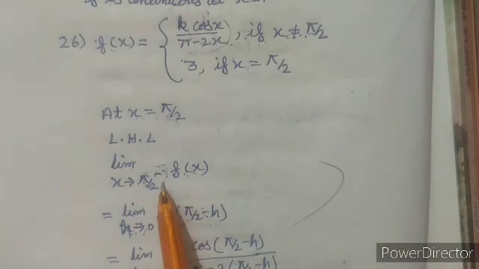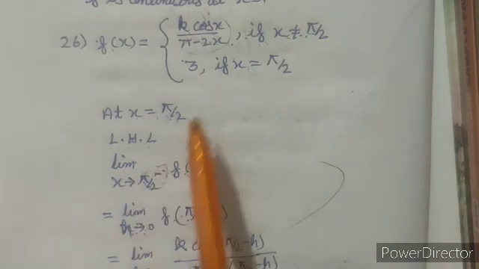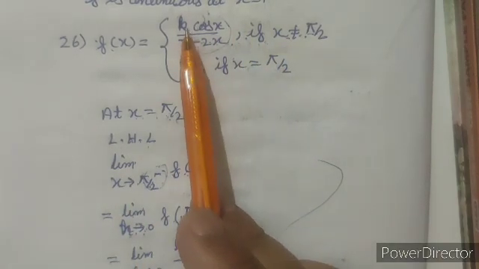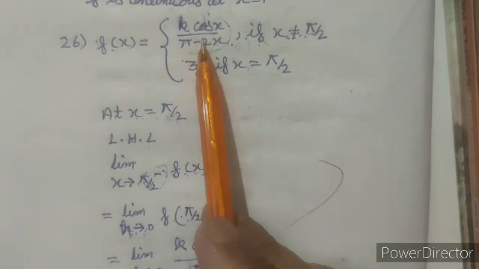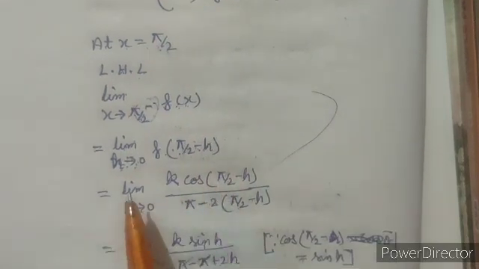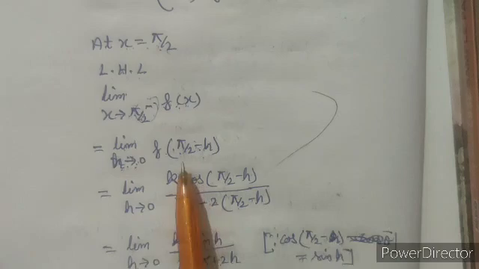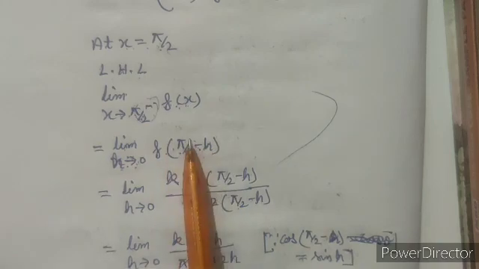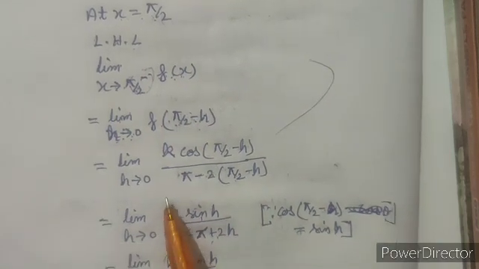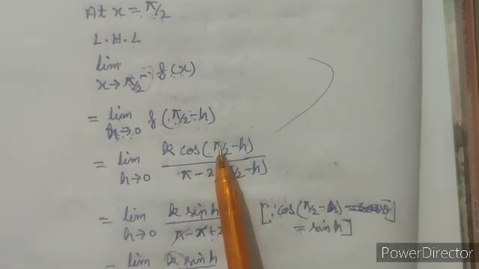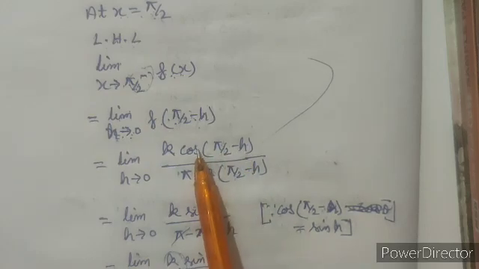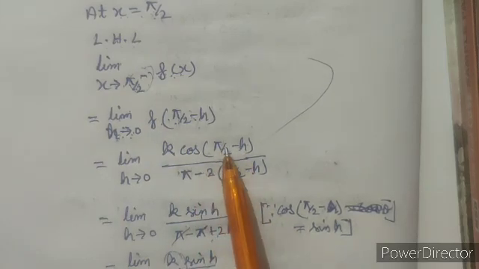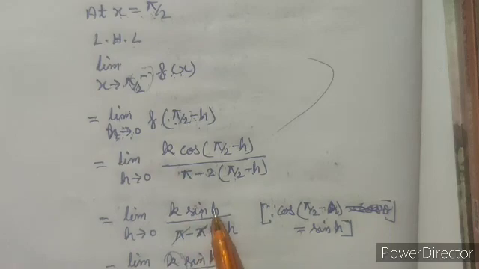Now this can be written as limit h tends to 0 f(pi by 2 minus h). Now here x is not equal to pi by 2, and for that the value of the function was k cos x upon pi minus 2x. So we'll take the value of the function as k cos(pi by 2 minus h) upon pi minus 2x, and in place of x there is pi by 2 minus h. Now, as we know that cos(pi by 2 minus theta) equals sin theta, cos(pi by 2 minus h) can be written as sin h.